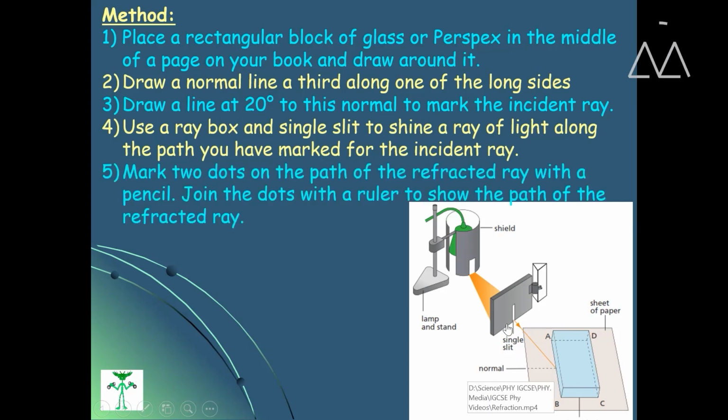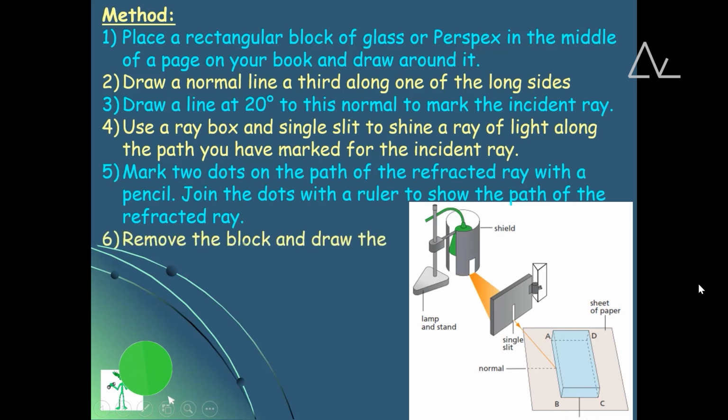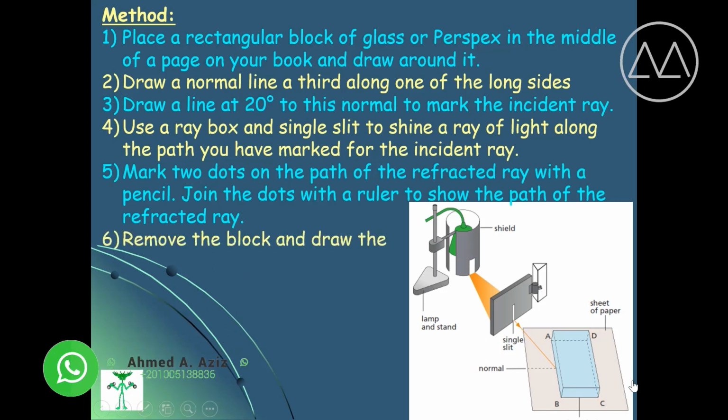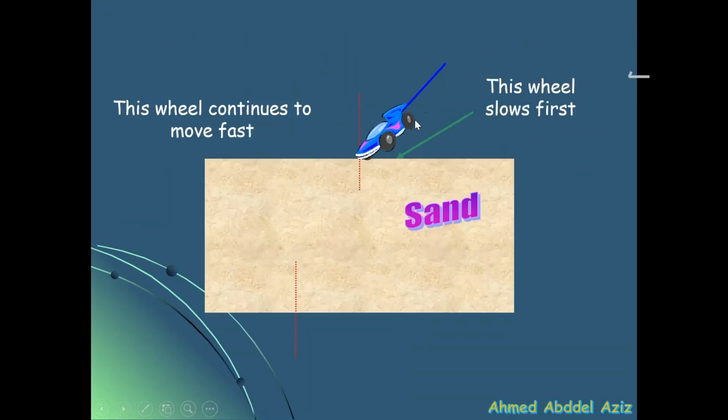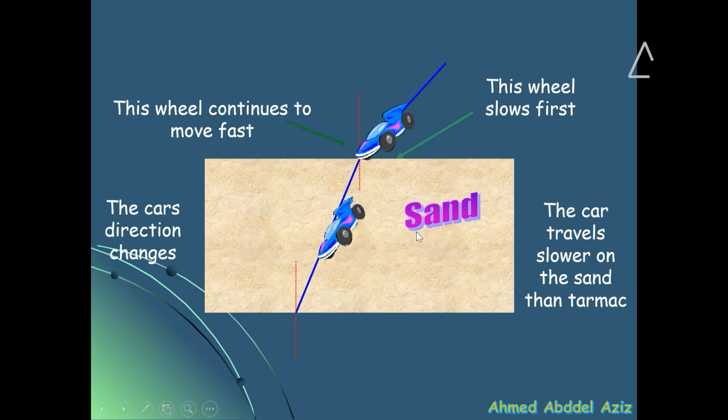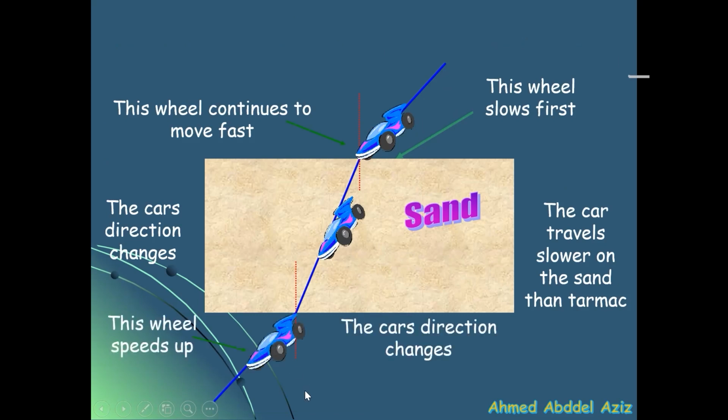Mark 2 dots on the path of the refracted ray with a pencil. Join the dots with a ruler to show the path of the refracted ray, and then remove the block and draw the path taken by the ray of light inside the block. Here, this is the incident ray coming from asphalt to sand. Here, it's low density to a higher density medium, so it will refract close to the normal because it's denser in sand, and then pass away from the normal as it moves again to a less density medium.